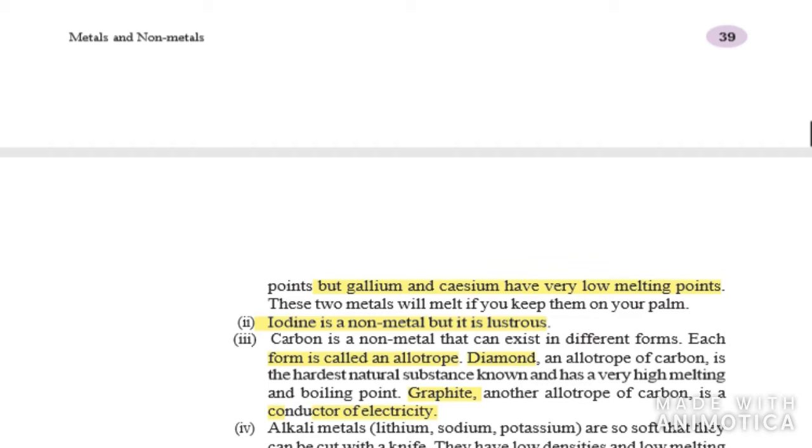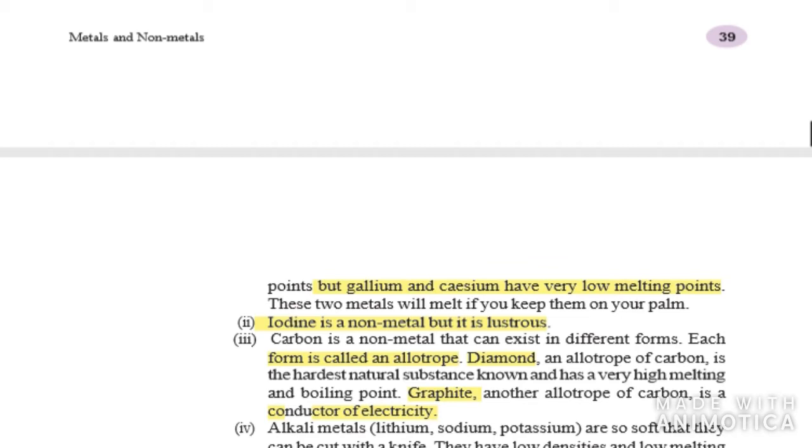The second is iodine. Iodine comes under non-metals, but it is actually lustrous. The third one is carbon. Carbon, being a non-metal, has allotropes. Two types of allotropes are there, diamond and graphite. Diamond has a very high melting point. Being a non-metal, it has very high melting and boiling points. Whereas graphite is another allotrope of carbon and has very good conductivity towards electricity. So that's some exceptions we have under metals and non-metals.